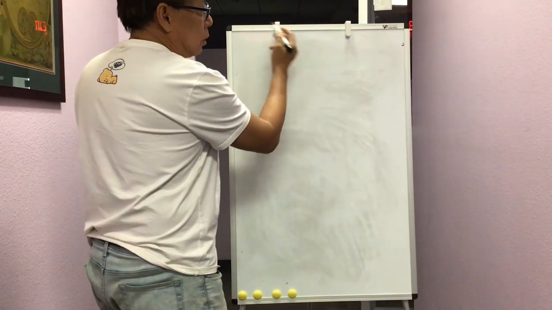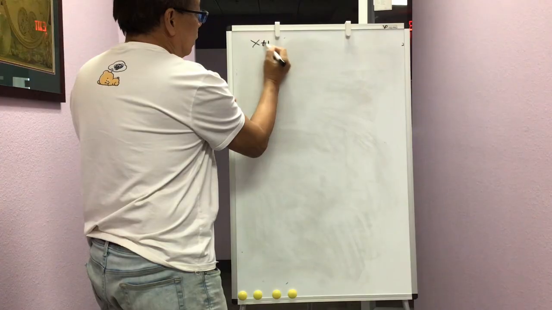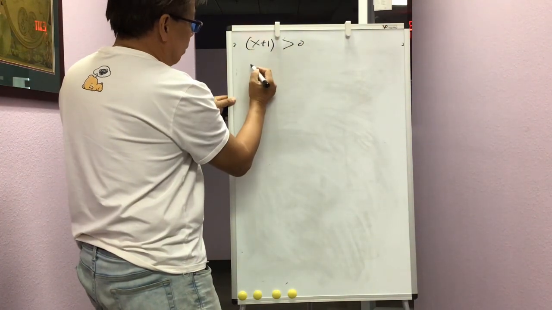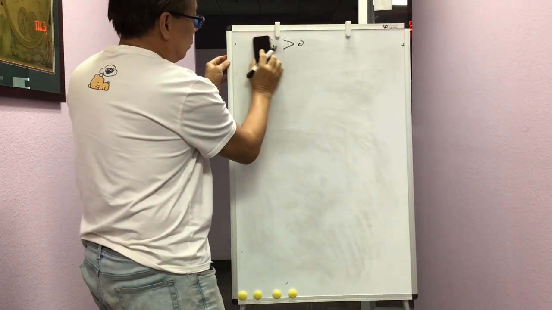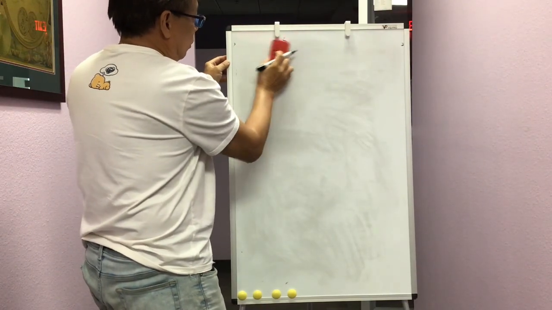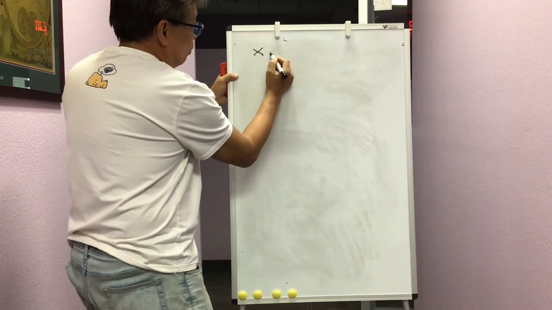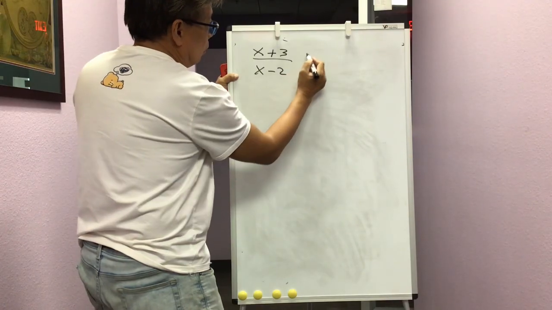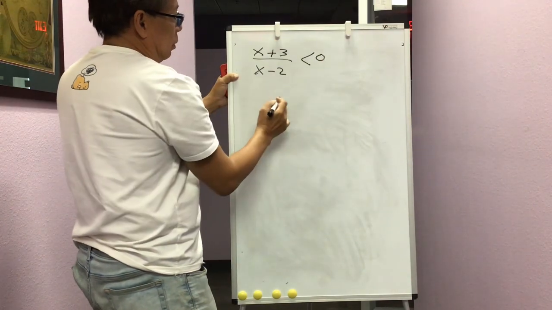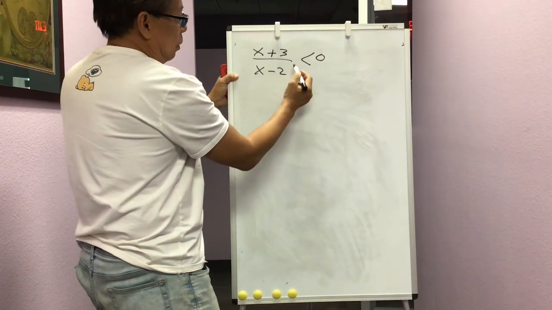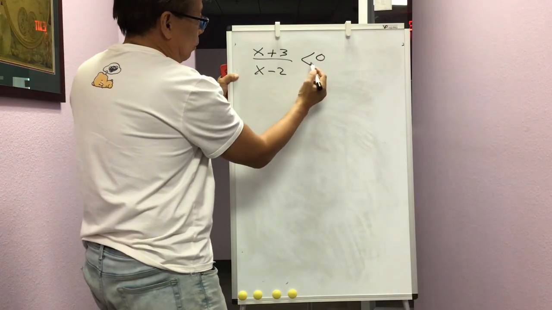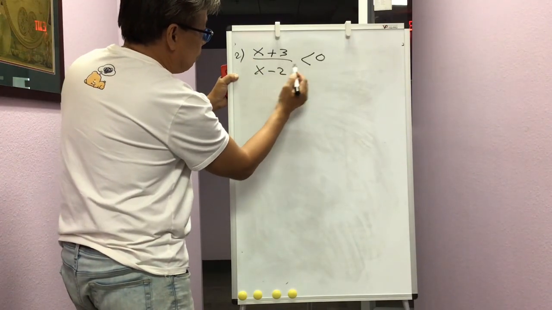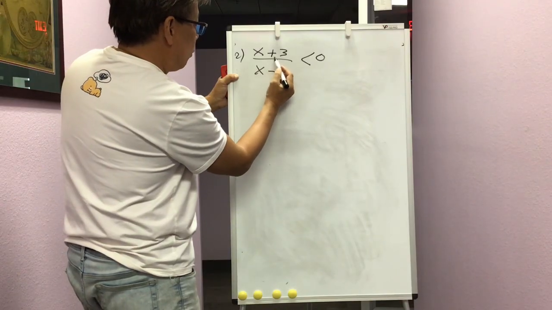Okay, so we have studied the sign of only one expression already, right? Now, suppose we have two expressions. You have x plus 3 over x minus 2 less than 0. This one you do the same thing. So this time we have two, right?